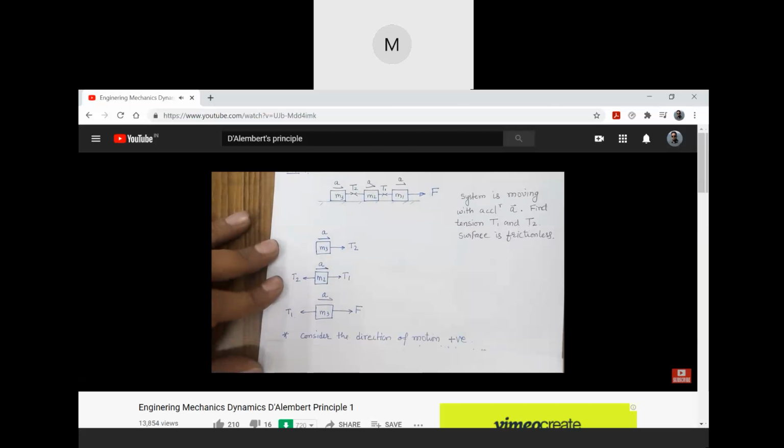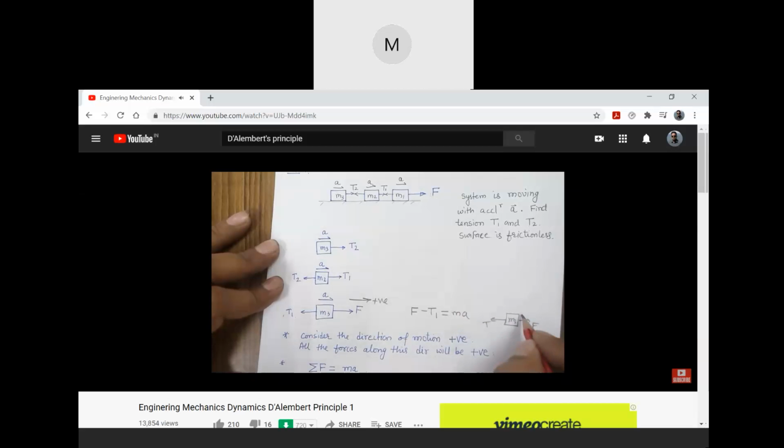Let's consider one convention: we will consider the direction of motion as positive. That means all the forces acting in the direction of motion will be positive, and then we will write the equation. For example, I want to write the equation for the third mass. As the mass is moving in this direction, this will be my positive direction, so F will be positive, T1 will be negative, and these two will be equal to the mass into acceleration. Basically we are taking mass M3, and these two forces are acting on mass M3.